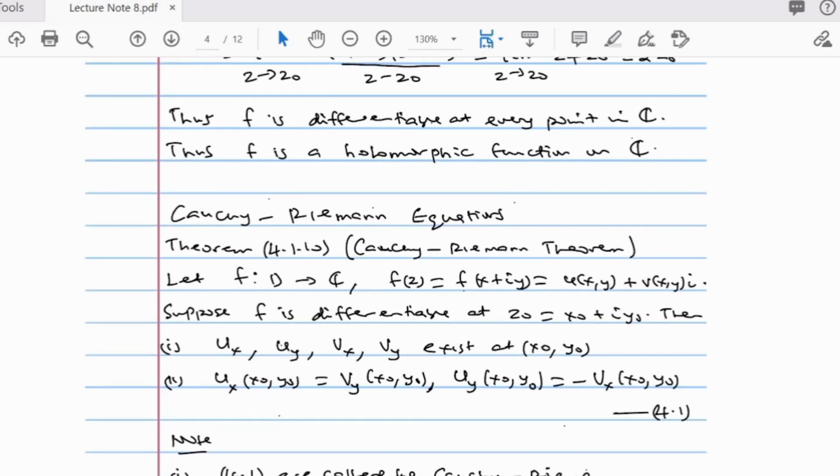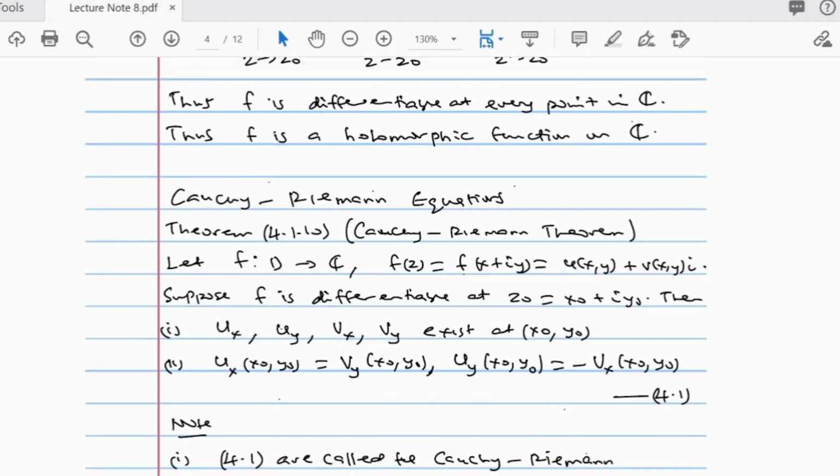Okay, so I also want to talk about the Cauchy-Riemann equation, which is very important. So this is a theorem. If you have your f mapping the domain to the complex field, you take your f of z to be equal to x plus iy. As I've told you, every complex function has a real part, which is u, and an imaginary part, which is v. So suppose your f is differentiable at z0.